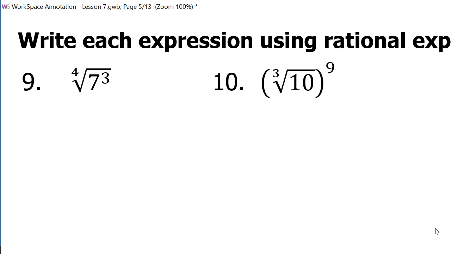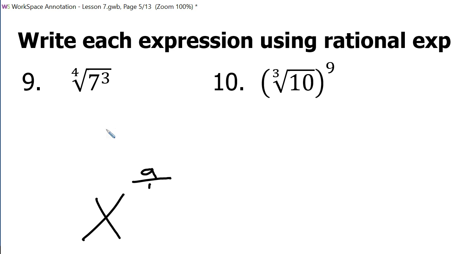And under the 4th root, we have 7 cubed. Yeah, so now it's just reversed. So now they're giving us a radical form. Now we have to write it in rational form. Not rational form, but as a rational exponent, which means we have to have the base, we have to have the power, and we have to have the root.